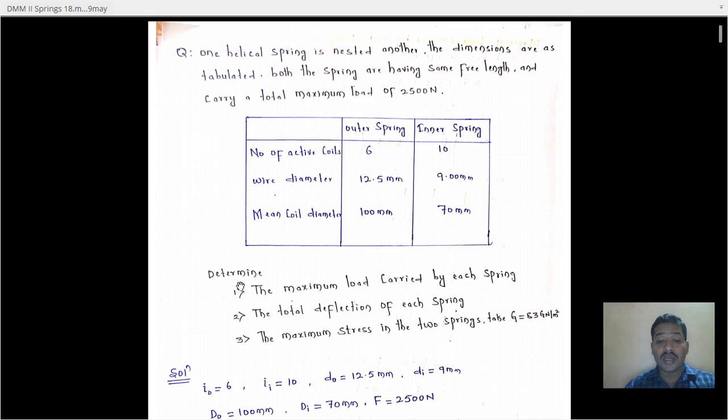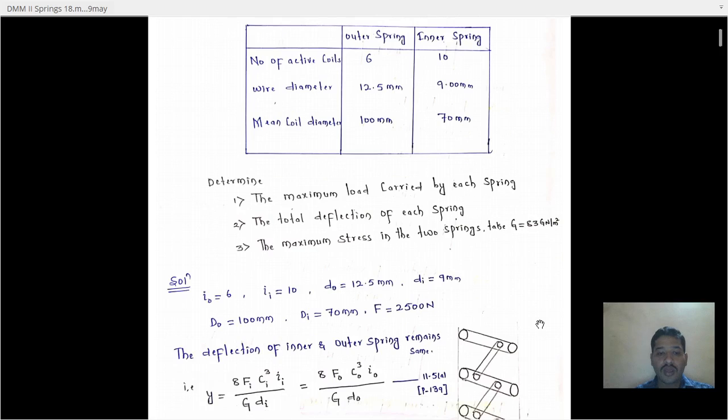The maximum load carried by each spring we need to determine, and the second condition is the total deflection of each spring. In the third part, we need to find the maximum stress in the two springs. Here the modulus of rigidity of the material is given as G equal to 83 giga Newton per meter square. Okay dear, so let us see.